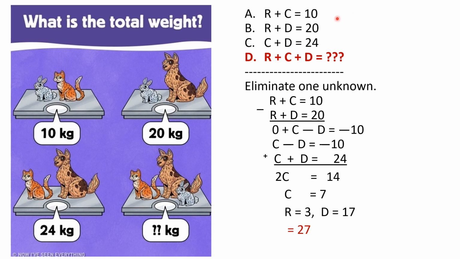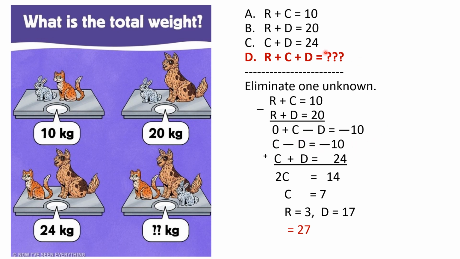Okay, so take a look at equation A and equation B. This is equation A and equation B. If I subtract B from A, I will eliminate R and end up with C minus D is equal to minus 10. Okay, C minus D is equal to minus 10.